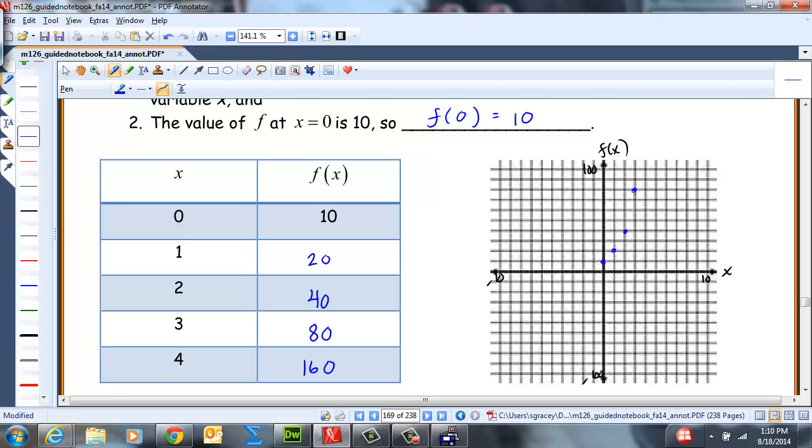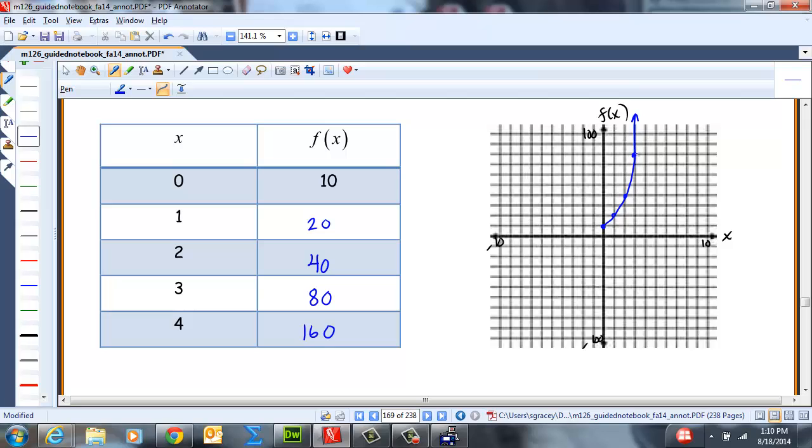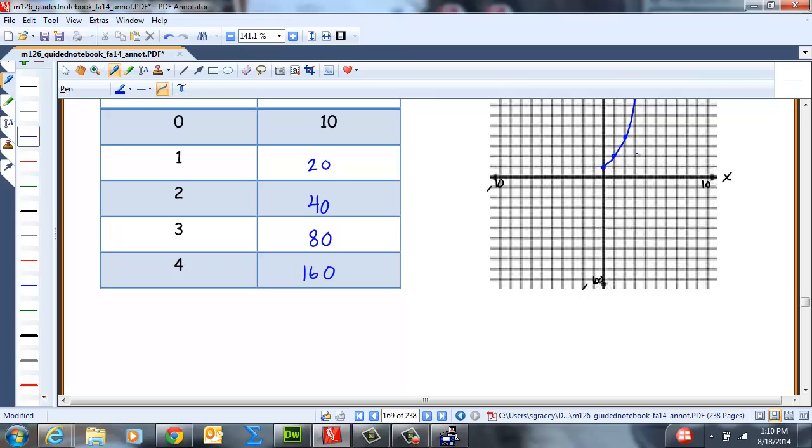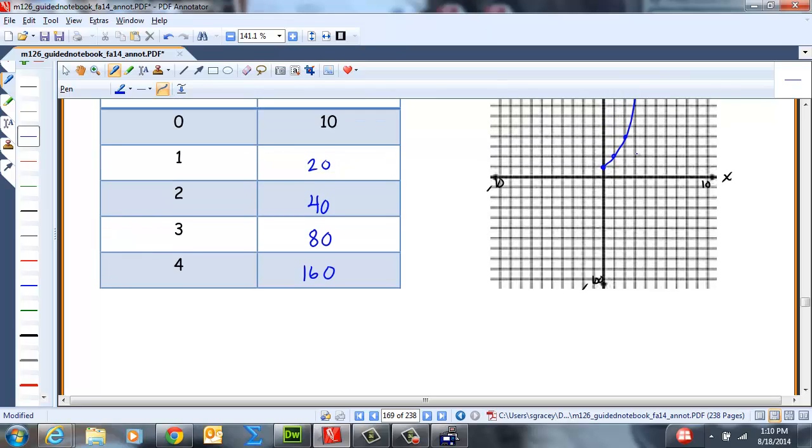So we're going to end up having a growth function. You can kind of envision if I plotted 4, 160, it would be about up here. So we're going to have something that has very rapid growth. So let's see if we could get a function going for this. Like in function notation, we want to make an equation for this. So let's see what we have. Let's start off with what we have in our table.